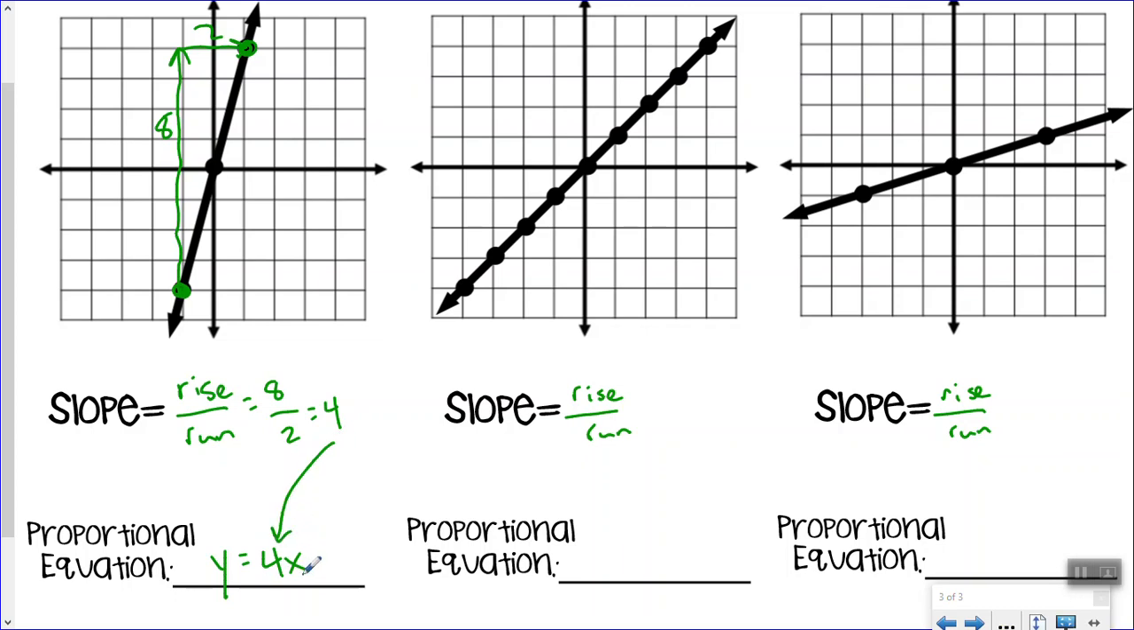When we have the 4 and the x next to each other, they're multiplying. So I can take any point on this graph and take this point, 1, 4. And my y coordinate is 4, and that's equal to the 4 from my equation times my x coordinate, which is 1. So 4 equals 4. If we check that and it doesn't work out, we know that something's wrong.